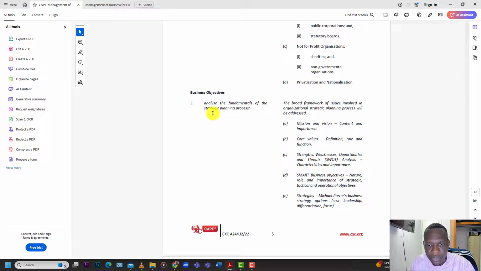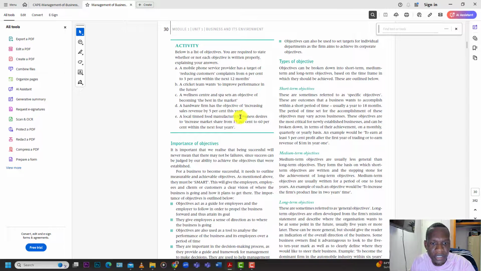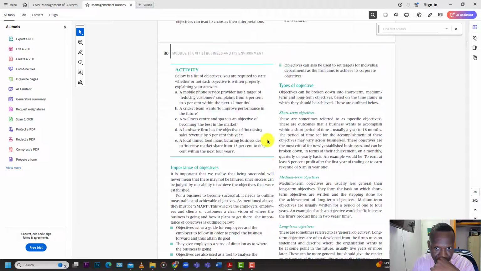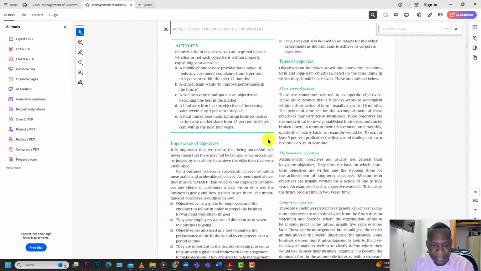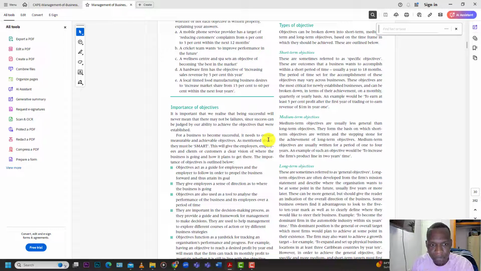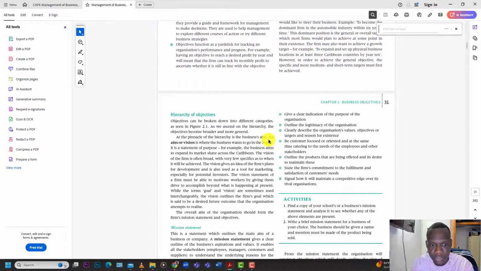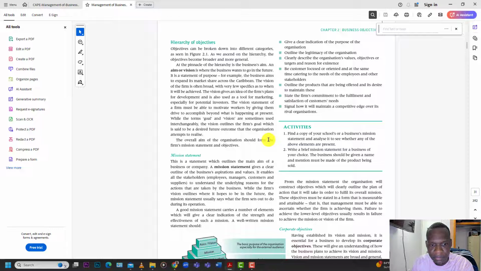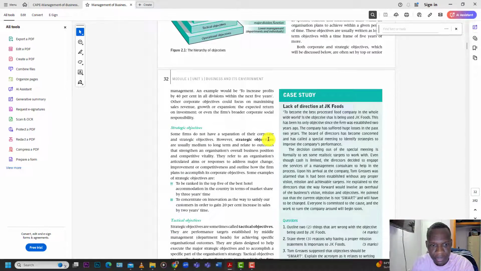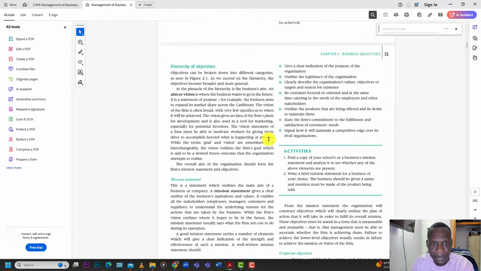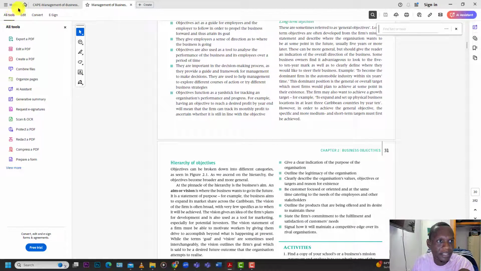So if you're looking here in the textbook, we looked at SMART last time, and now we're going to be looking at the importance of objectives and then roll into the mission statement, vision statement, and the various strategic objectives. All right, so we're going to just roll with that.